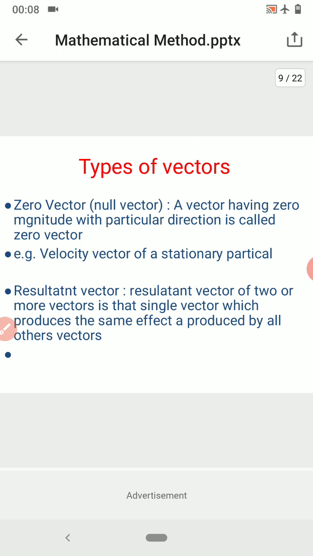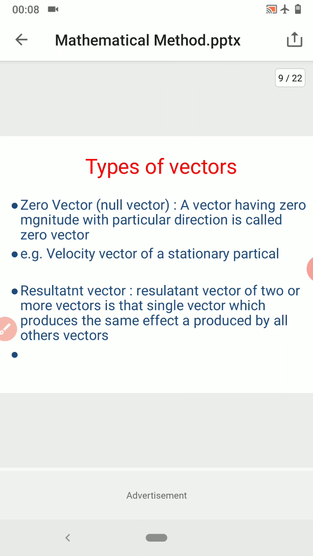Then the resultant vector. The resultant vector of two or more vectors is that single vector which produces the same effect as the effect produced by all the other vectors. Let us take an example.